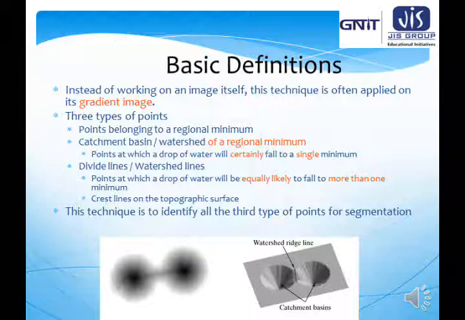Instead of working on an image itself, this technique is often applied to the gradient image. Three types of points are there. First, points belonging to a regional minimum. Next is the catchment basin, known as the watershed of a regional minimum: points at which a drop of water will certainly fall into a single minimum. Then divide lines or watershed lines: points at which a drop of water will be equally likely to fall into more than one minimum. The last one is crest lines on this topographic surface. This technique is to identify all the third type of points for segmentation. In the image we can see the watershed ridge lines and the catchment basins.